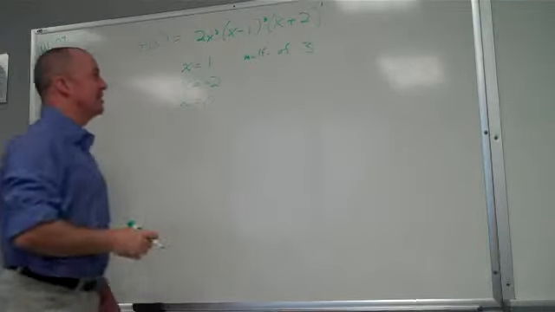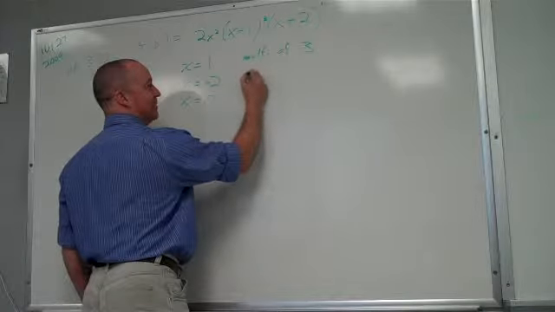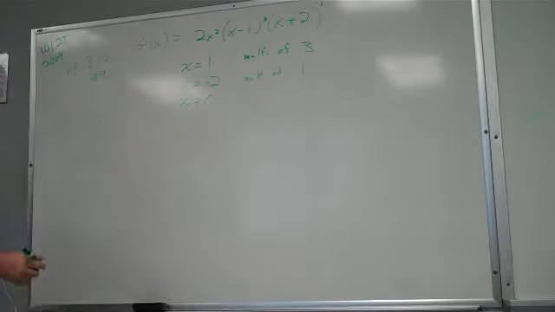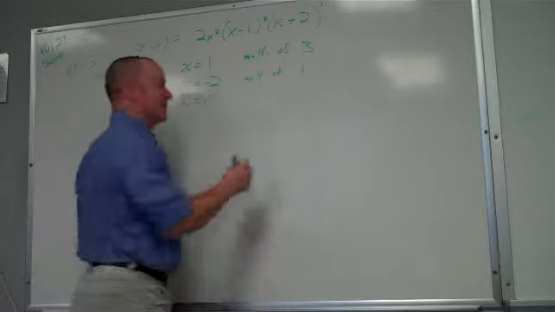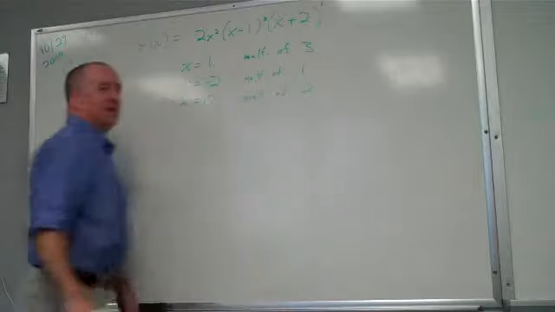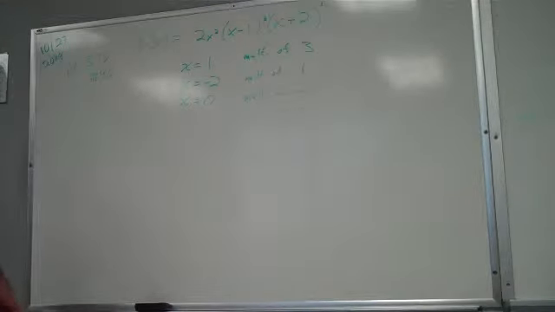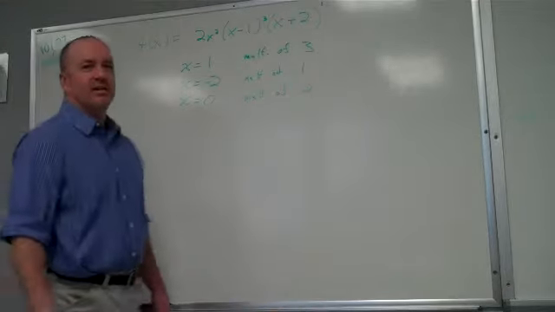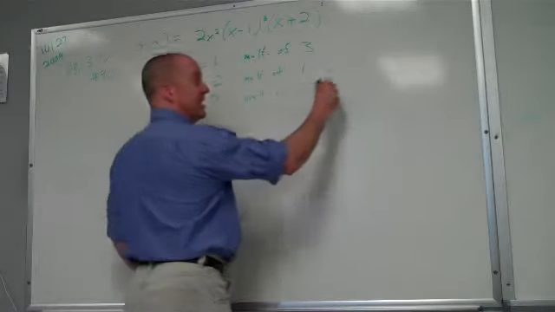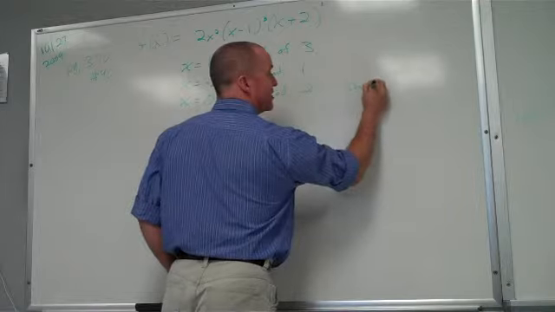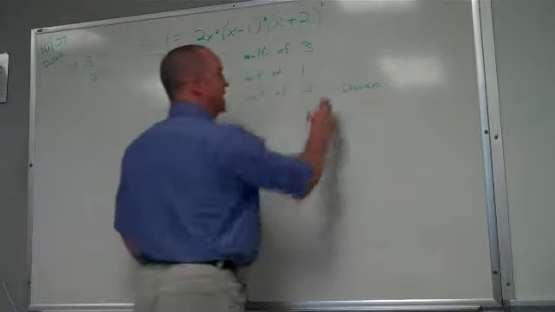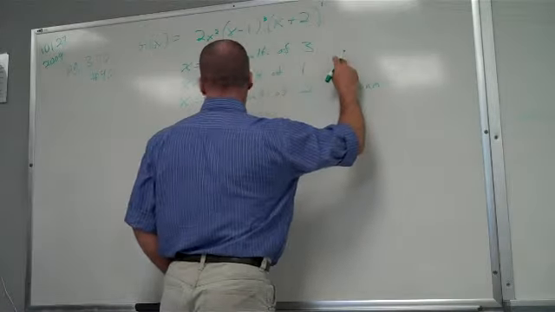How many times does negative 2 occur as a solution? 1. And he's back. How many times does 0 occur? 2. Okay, multiplicity of 2. ETOC. What does that mean? Odds cross. Okay, if you have an even multiplicity, the function touches the x-axis but does not cross it. If you have an odd multiplicity, it crosses it.